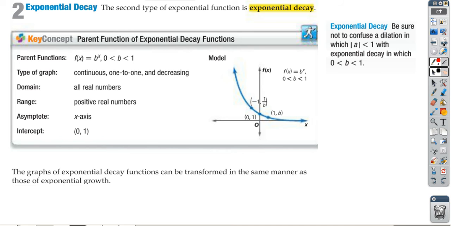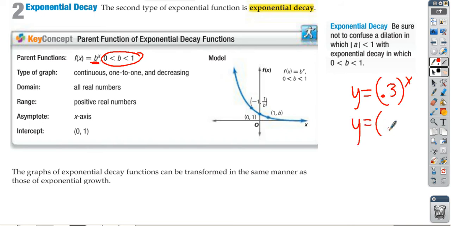Okay, exponential decay, like we said, very similar. The only difference really from exponential growth: the domain is the same, the range is the same, the asymptote is the same. The only difference is this number here is between 0 and 1. It's like a fraction or a decimal usually, like 0.2 or 0.5. So for example, this right here, that is exponential decay. This right here is exponential decay. This right here is not exponential decay because 1.3 is bigger than 1. So that would be growth.